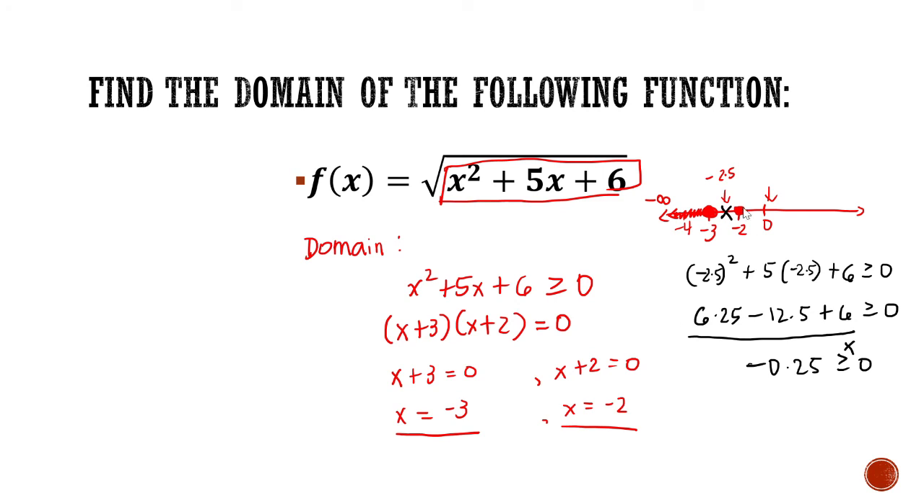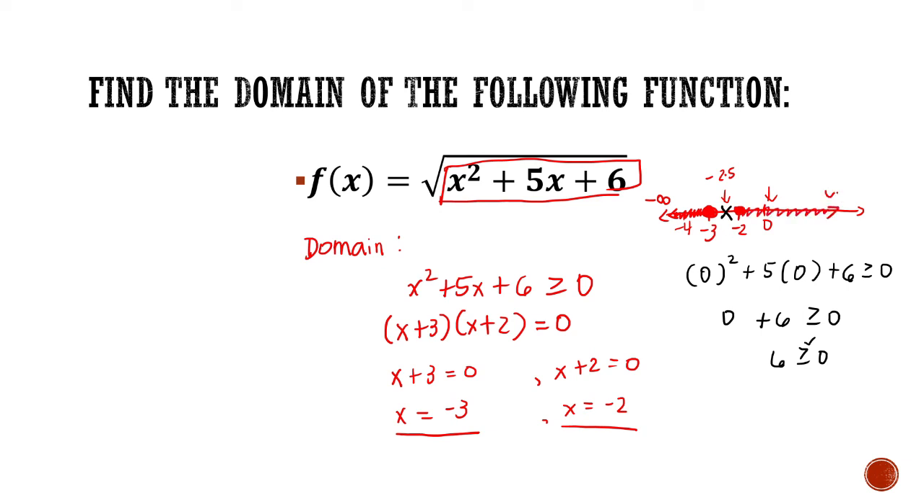Now, let's try to get a number na nasa right ng -2. Let's test if it is included in the domain. Let's try to get 0, and we substitute 0 to the quadratic inequality. Okay. Now 0 raised to 2 is 0. Well, 5 times 0 is 0. So ang natitira lang dyan is actually 6. And is 6 greater than or equal to 0? Yes, 6 is greater than 0. So we can conclude that all numbers from -2 until positive infinity are part of the domain of the function.